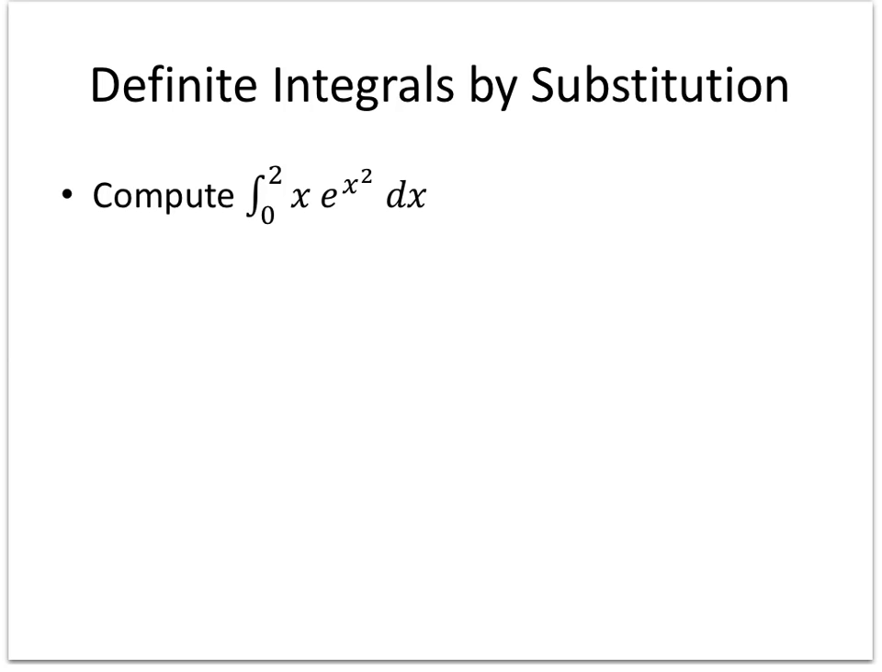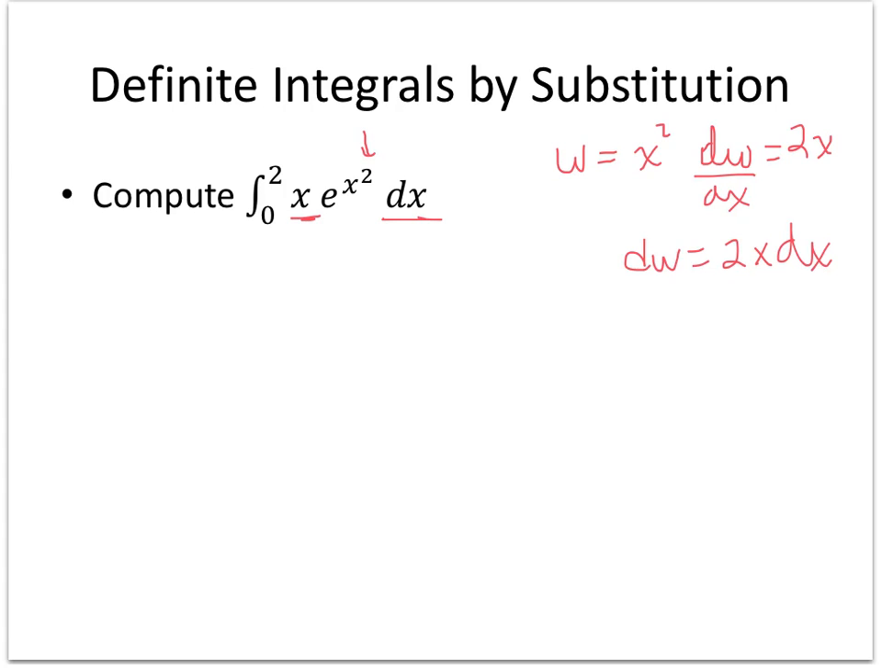We can go back to our substitution, where I look at the complicated piece. In this case, I'm going to let w equal x squared. So dw would equal 2x dx. Well, notice I have the x dx, but I don't have a 2. So I'm just simply going to divide that 2 out, and this is going to be the piece that I substitute.